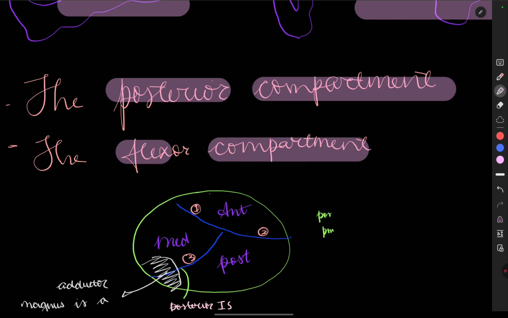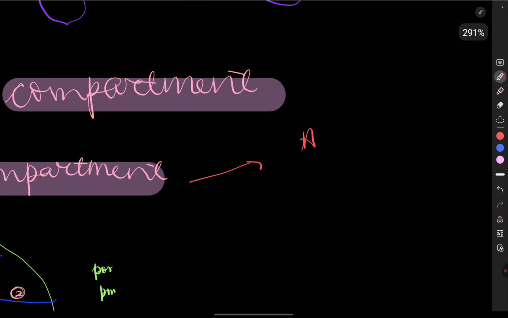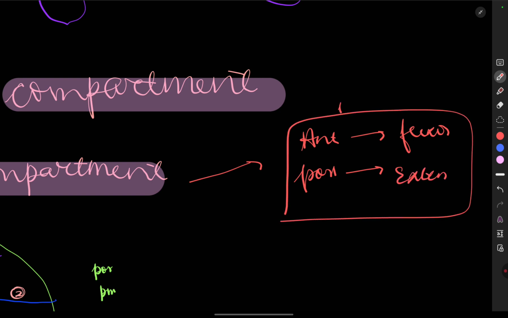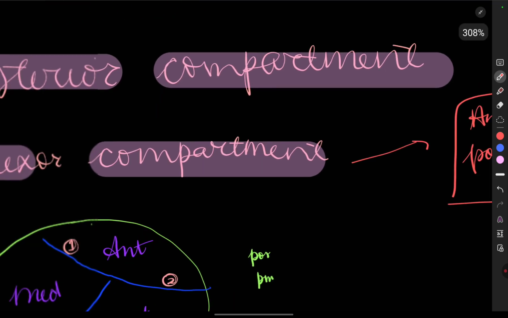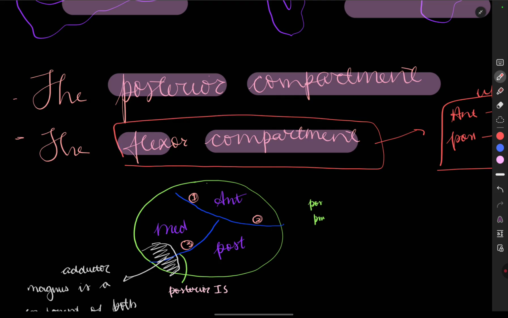Okay, in the arm, in the upper limb, we had seen that the anterior compartment is the flexor compartment and the posterior compartment is the extensor compartment. But in the lower limb it is quite opposite. So the back of the thigh, that is the posterior, is the flexor compartment. Okay, we are studying the posterior compartment today.